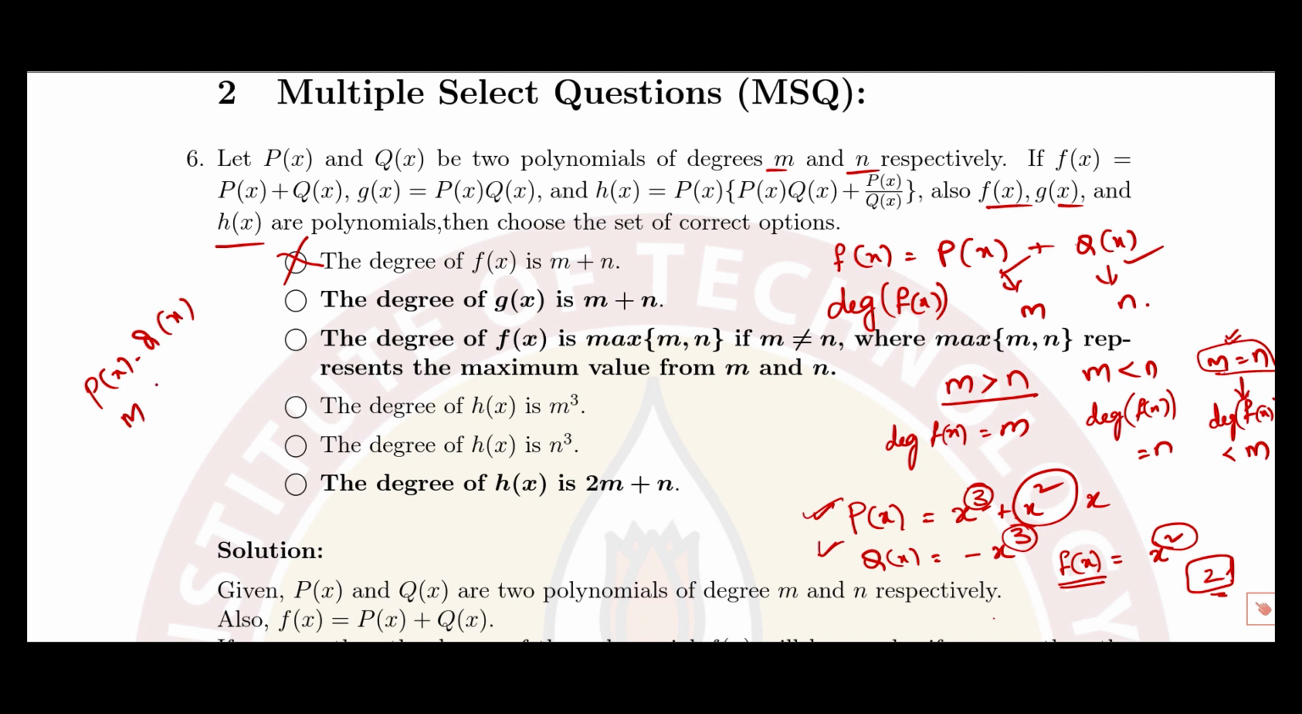So P of x has degree m and Q of x has degree n. So it is a product, so the degrees will be added. So it will be m plus n. So option 2 is true.